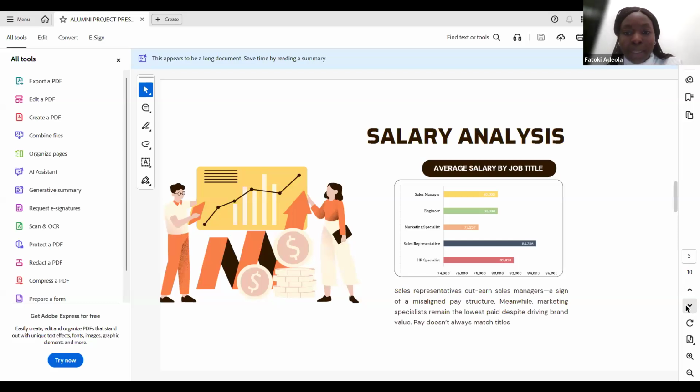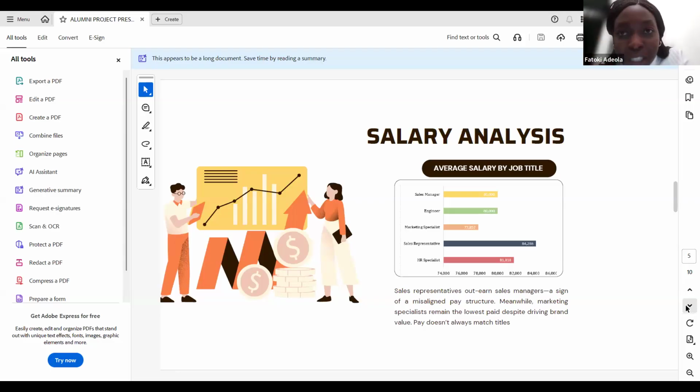So here we can see that the sales representative earns more than the sales manager, which is a sign of misaligned pay structure. And also why the marketing specialist remains the lowest paid despite driving brand value. So pay doesn't always match titles.